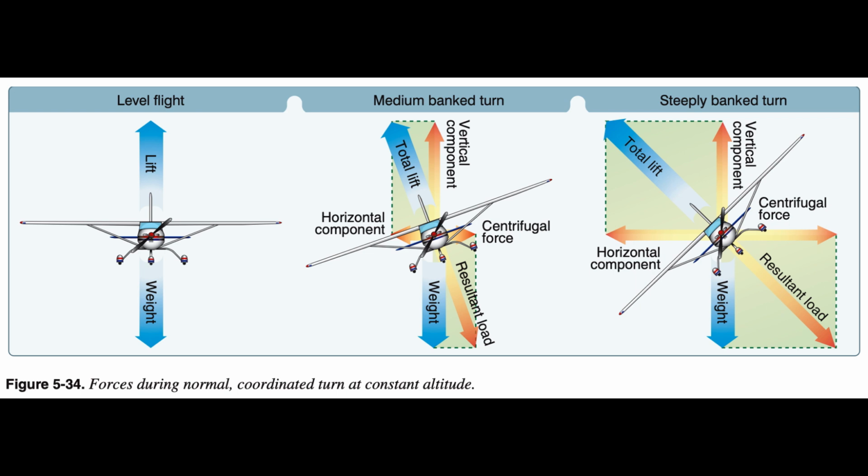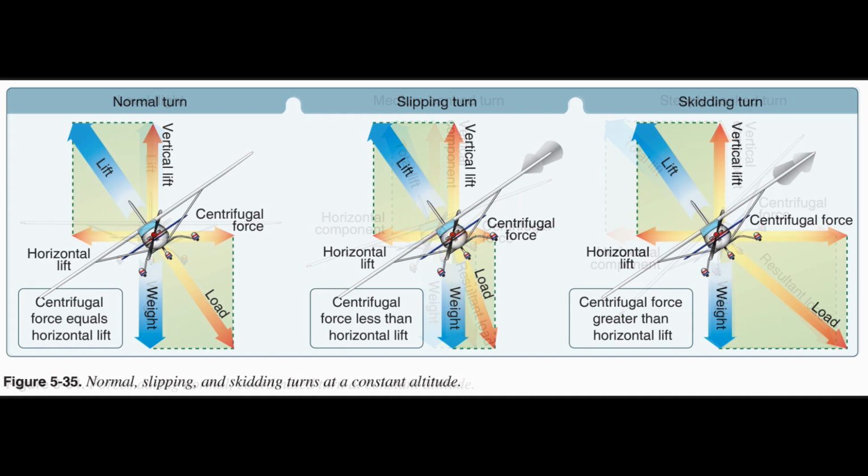This increase in the radius of turn causes an increase in the centrifugal force, which must be balanced by an increase in the horizontal component of lift, which can only be increased by increasing the angle of bank. In a slipping turn, the aircraft is not turning at the rate appropriate to the bank being used, since the aircraft is yawed toward the outside of the turning flight path. The aircraft is banked too much for the ROT, so the horizontal lift component is greater than the centrifugal force.